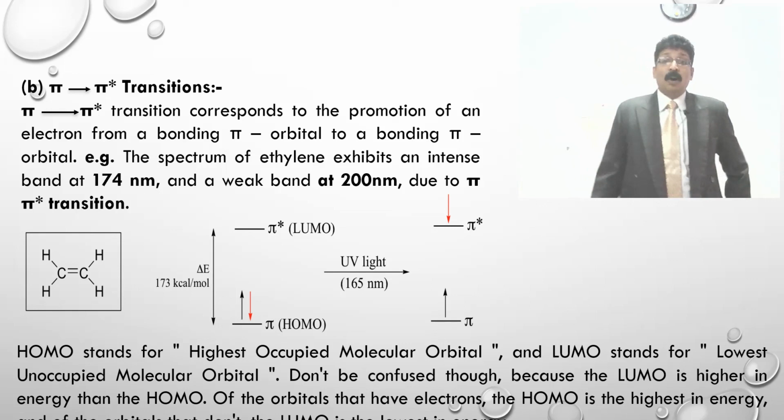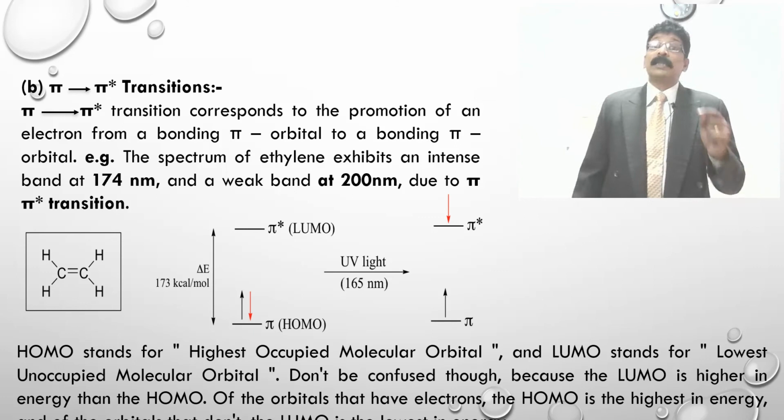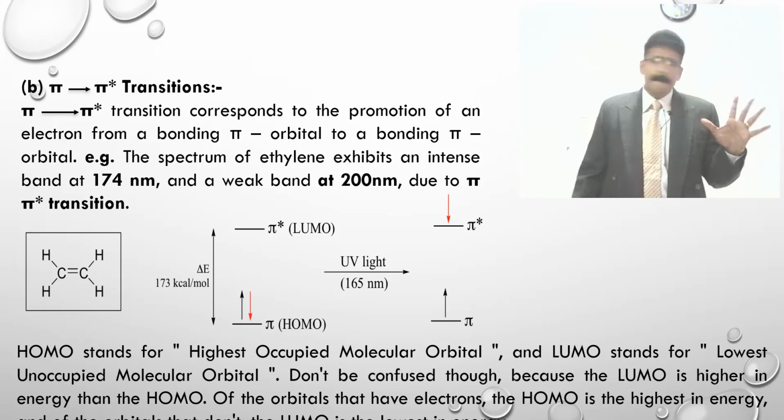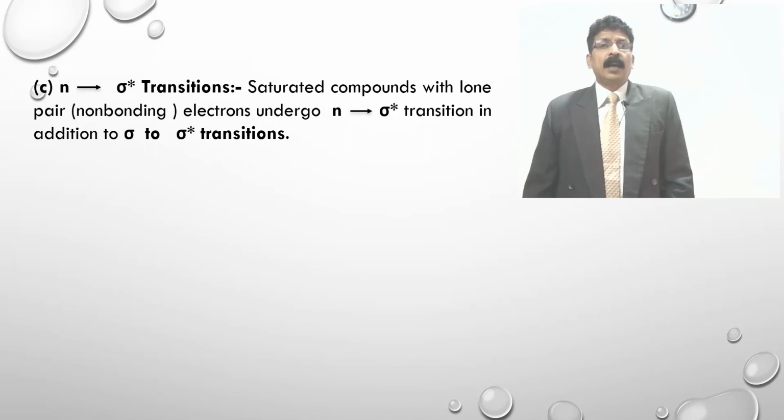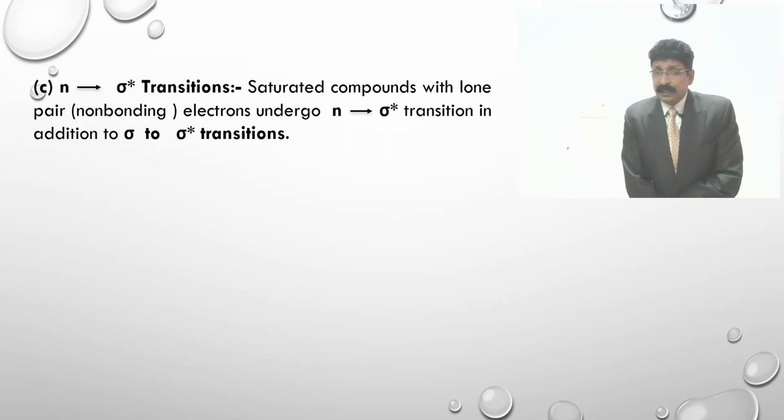That's just what I want to show you, the terms which you may come across when you are going into detail. But simply, if a double bond system is there, it will have a pi to pi star type of transition. And the next one is the n to sigma star transition. This we also discussed in the first slide itself.